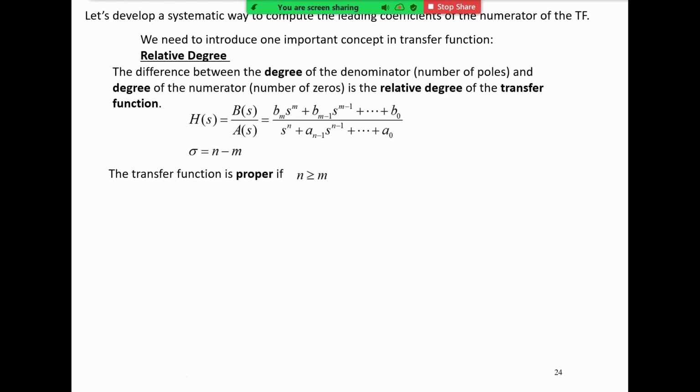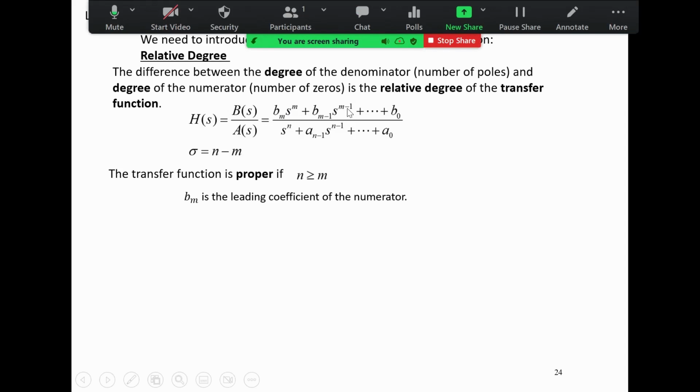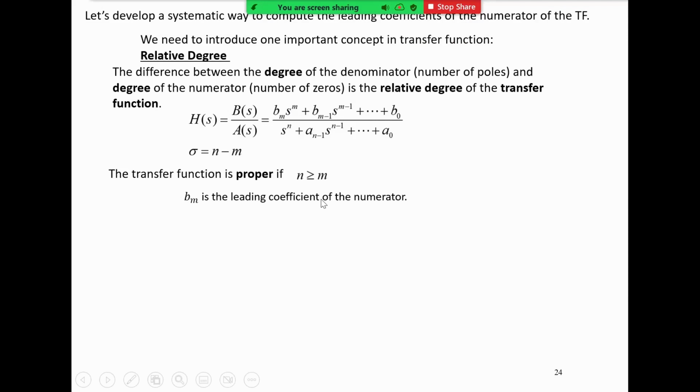Now, when we write out this transfer function, if the degree is m, it means that the coefficient Bm cannot be 0. That is what we call the leading coefficient. If this is 0, the degree is not m, it should be m minus 1. So the leading coefficient is important and cannot be 0.